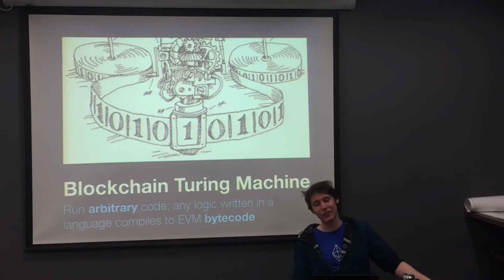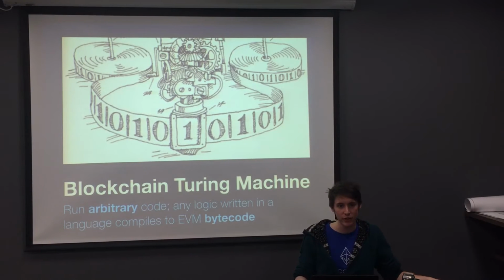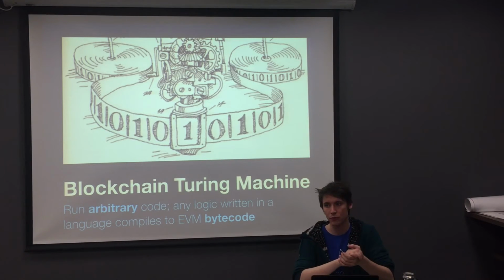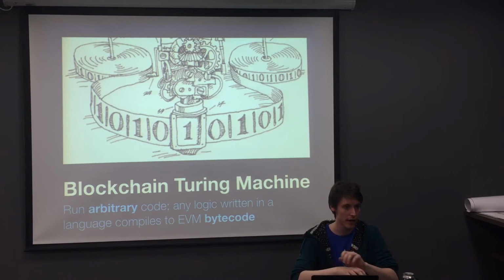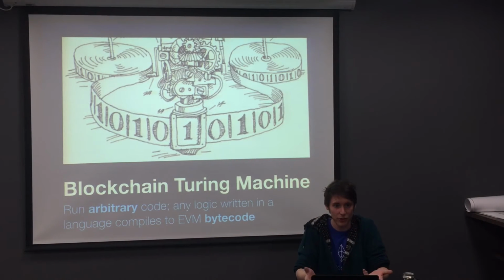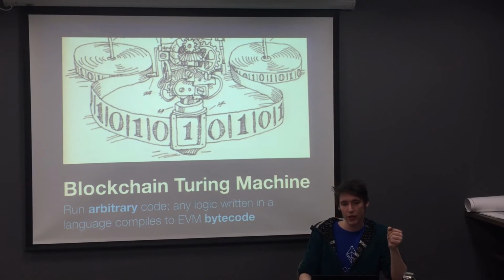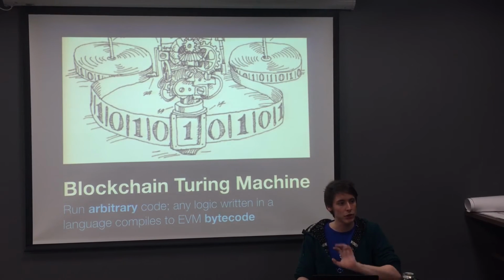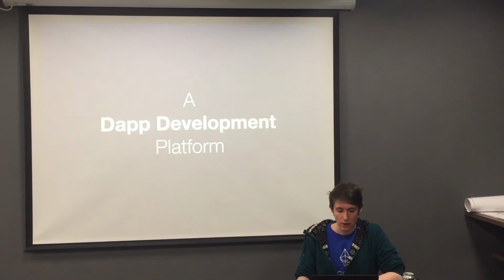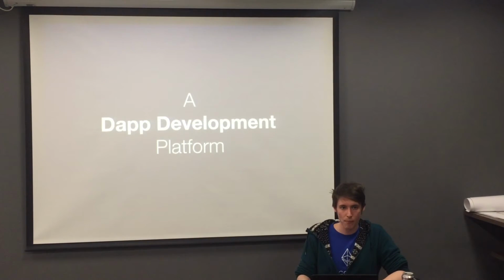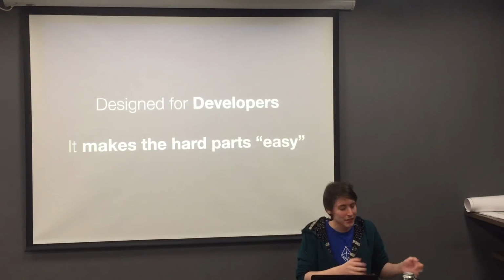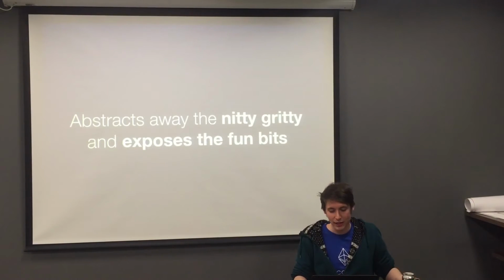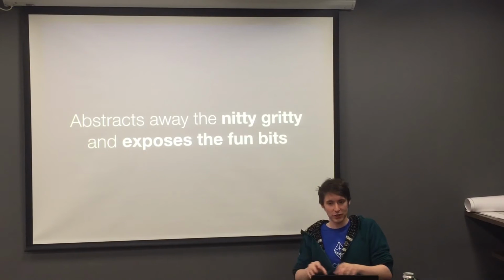What they created is a Turing-complete virtual machine that exists on top of the blockchain. That means that you can write arbitrary code, compile it into bytecode, and run any logic you want without having to change the protocol in any way. It is a virtual machine that runs code on a blockchain. And this is the first example of this technology existing. And it's really cool because you don't need to worry about the underlying stuff anymore. You just deploy to that machine. It's a Dapps development platform. It's designed for developers and it makes the hard part easy. It takes away the underlying stuff and exposes the fun bits.